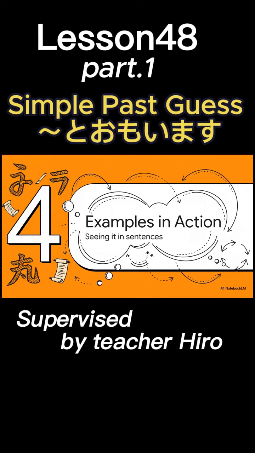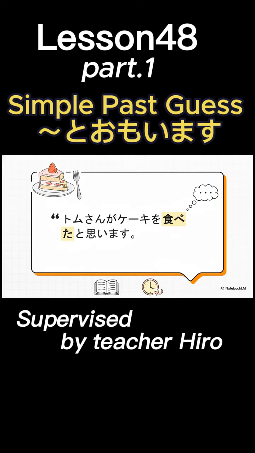All right, so theory is helpful, but seeing this grammar in full, real sentences is what really makes it all click. So let's look at a few examples of it in action. Here's our first one. You can see the two parts so clearly here. We have tabeta, which is the past short form of to eat, and it's followed directly by to omoimasu. Tabeta to omoimasu: I think I ate the cake. It's a perfectly natural sentence.